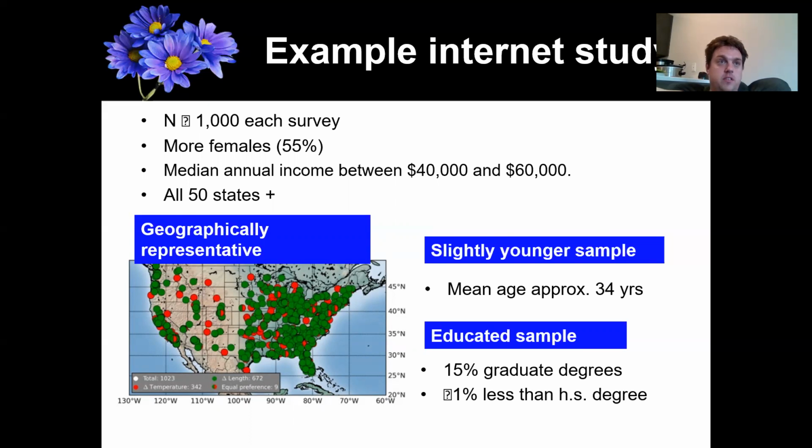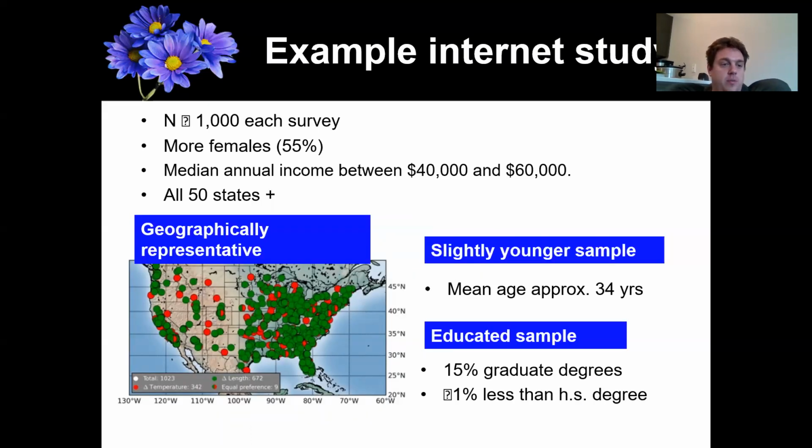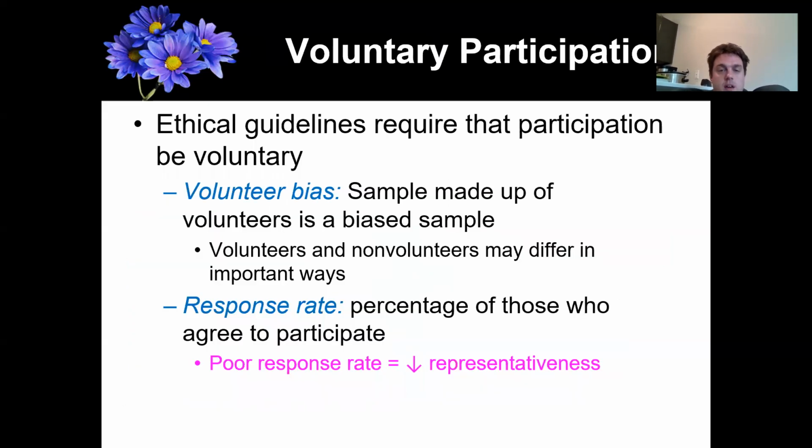So between using college students, various recruitment methods, and then also even internet studies, we can end up with unrepresentative samples. But here's something that can be an issue for even random sampling and all forms of research really, the issue of voluntary participation. So almost all research requires voluntary participation. Ethical guidelines require that people don't have to do the study. Obviously, you can't walk up to people and say, "You have to do my study." They have to volunteer.